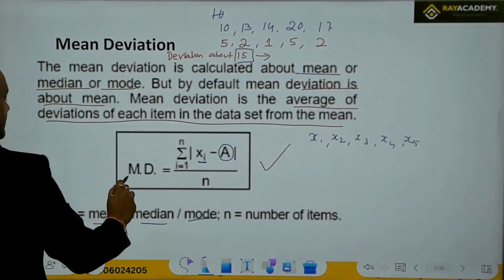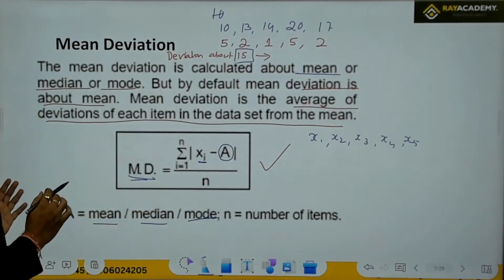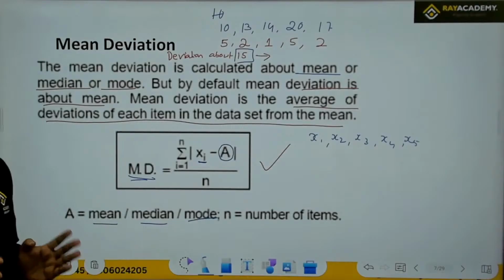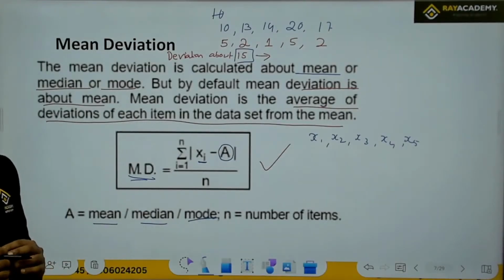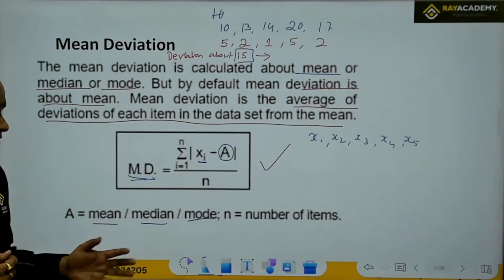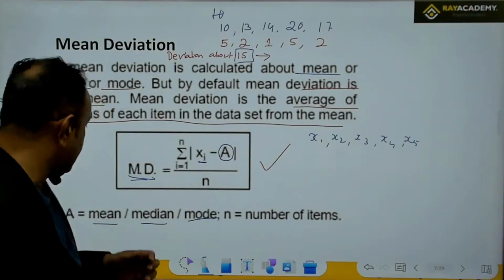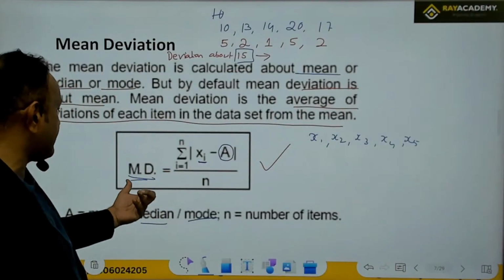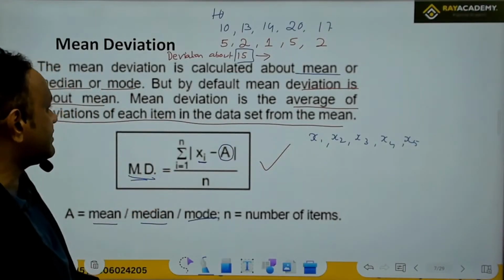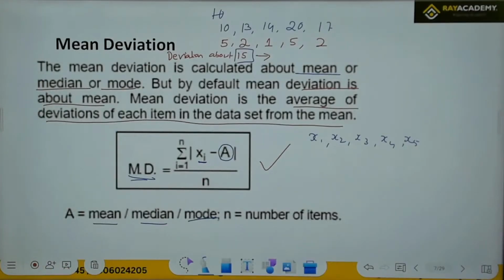So for mean deviation, we find the deviation of each number, then take the average. The deviation can be about mean, about mode, or about median. Okay, we will do a good example, then you will get it clear. Looking at the formula it's very difficult to remember, but if you do it by taking an example, then it becomes easy.